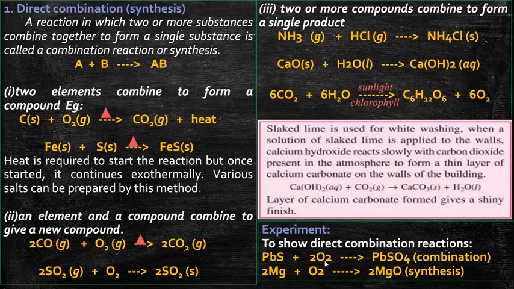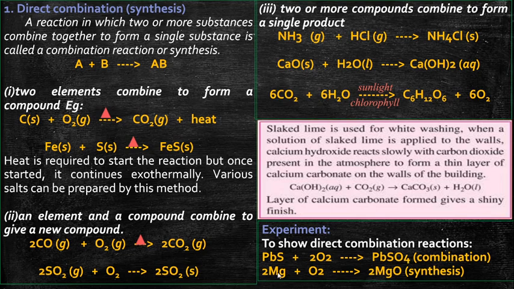Okay, so when it reacts with the oxygen, it produces PbSO4, nothing but lead sulfate, and this lead sulfate is formed by means of this combination reaction. In the beginning the lead is black in color, and the product lead sulfate is white in color.